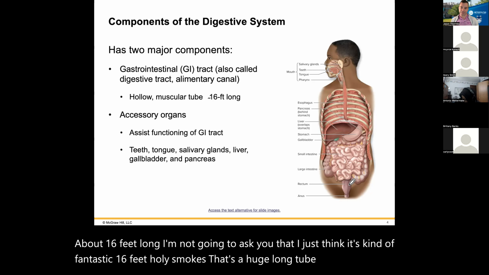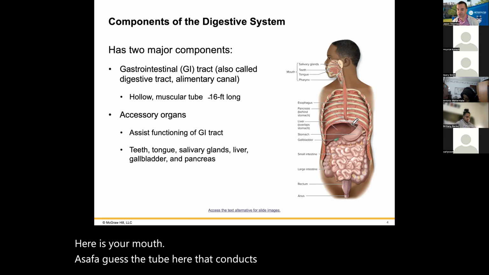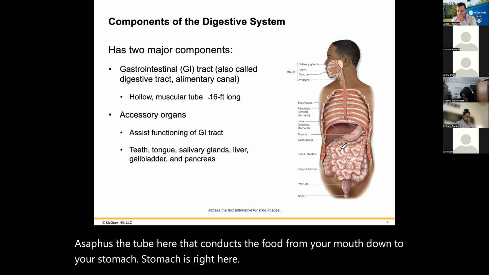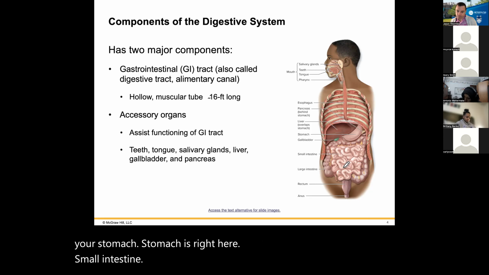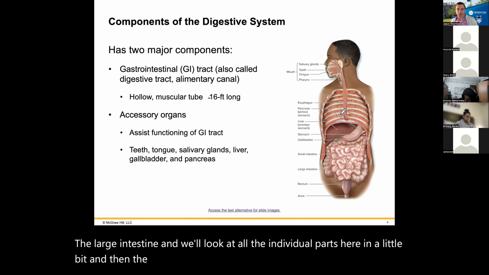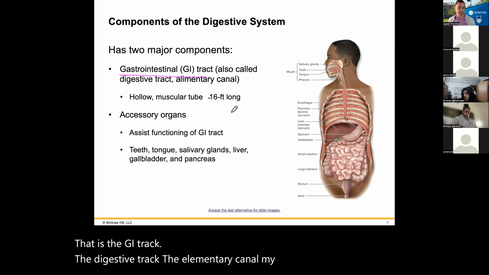Mouth, esophagus. Here is your mouth. Esophagus, the tube here that conducts the food from your mouth down to your stomach. Stomach is right here. Small intestine, the large intestine, and we'll look at all the individual parts here in a little bit. And then the rectum and anus. That is the GI tract, the digestive tract, the alimentary canal. Oh my gosh, there's like 3,000 names for it.